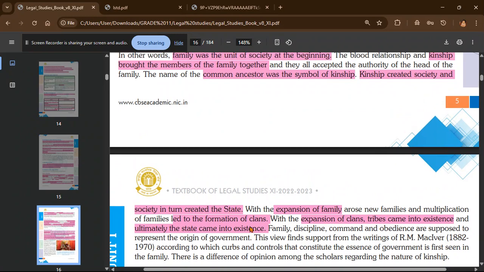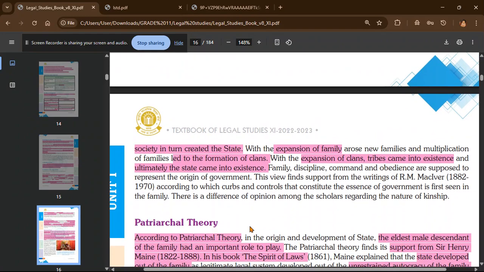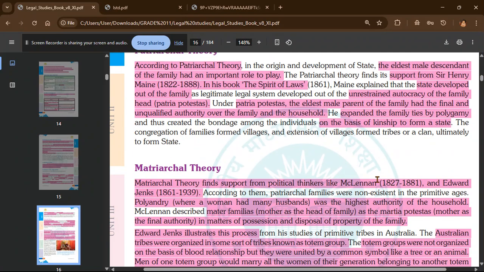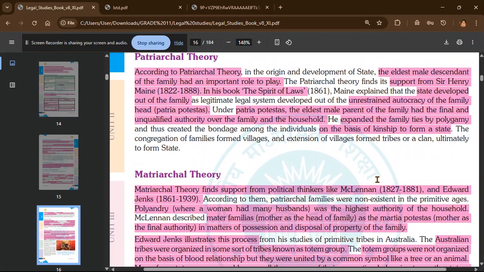You can first make family, village, clans, tribes, state, like a flow chart, an arrow flow chart. Okay, so this is how your state came into existence by the kinship theory. Now we get to see patriarchal theory. According to patriarchal theory, the eldest male descent of the family had an important role to play.